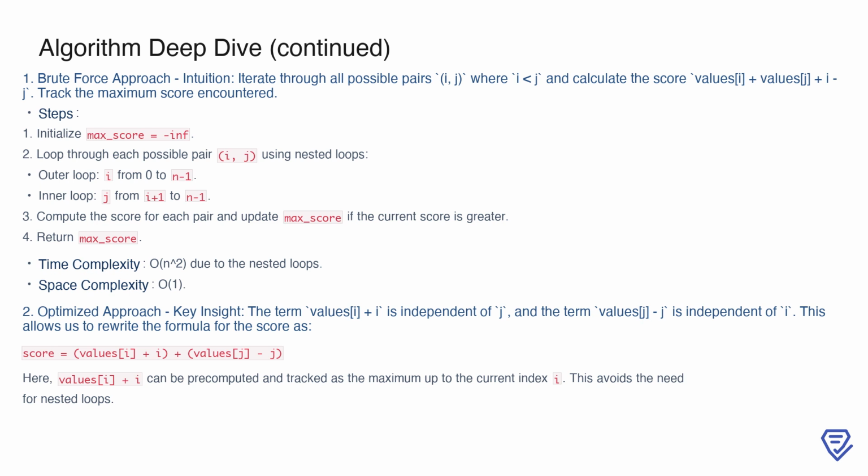Finally, we return max_score. However, this approach has a time complexity of O(n squared) due to the nested loops, making it inefficient for large input sizes. To address this, we need to look for ways to optimize the computation. A key insight is that the formula can be rewritten to separate the terms into values[i] + i and values[j] - j, which opens up opportunities for optimization.